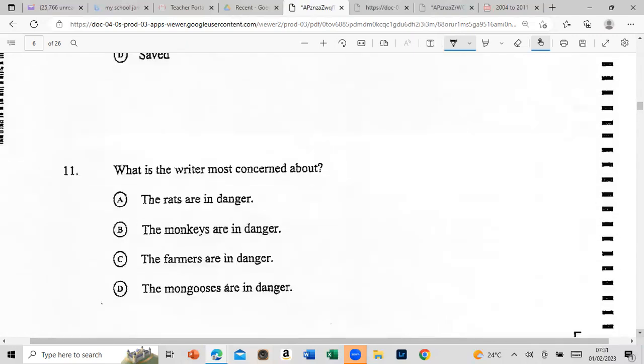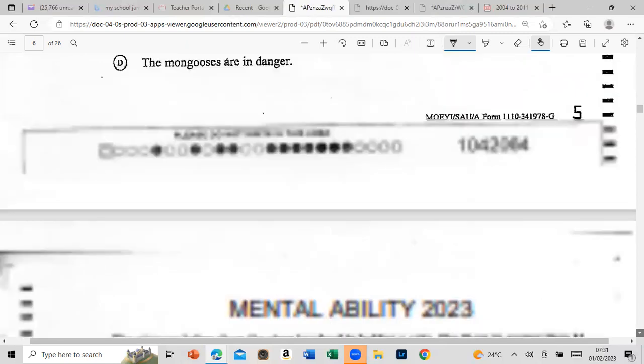Number 11, what is the writer most concerned about? A, the rats are in danger? B, the monkeys are in danger? C, the farmers are in danger? Or D, the mongooses are in danger? It's actually mongooses.